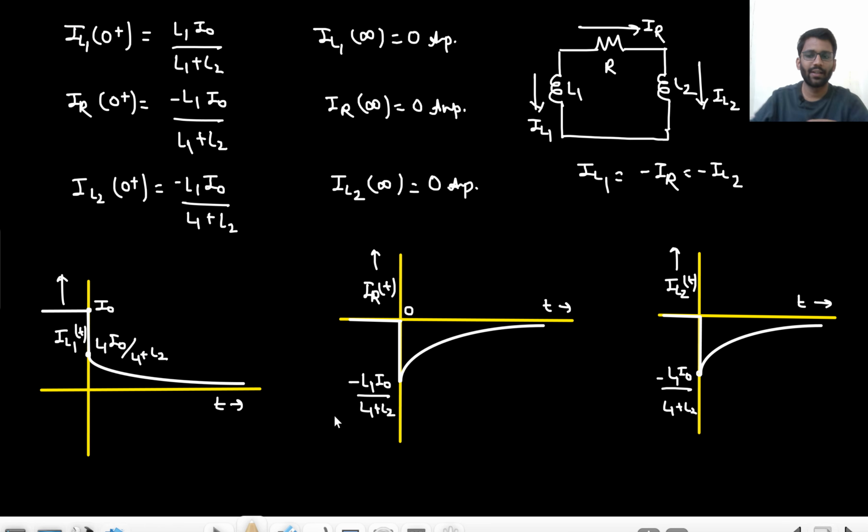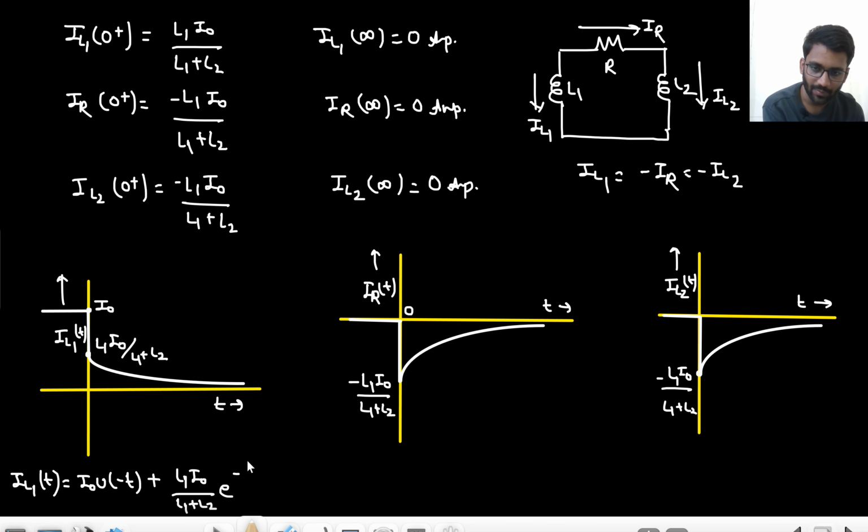You can write down the expression as well. For IL1, how will you write IL1(t)? For t minus, it is I naught u(t minus). And for t plus, it is decaying: L1 I naught upon L1 plus L2 e to the power minus t upon tau u(t).